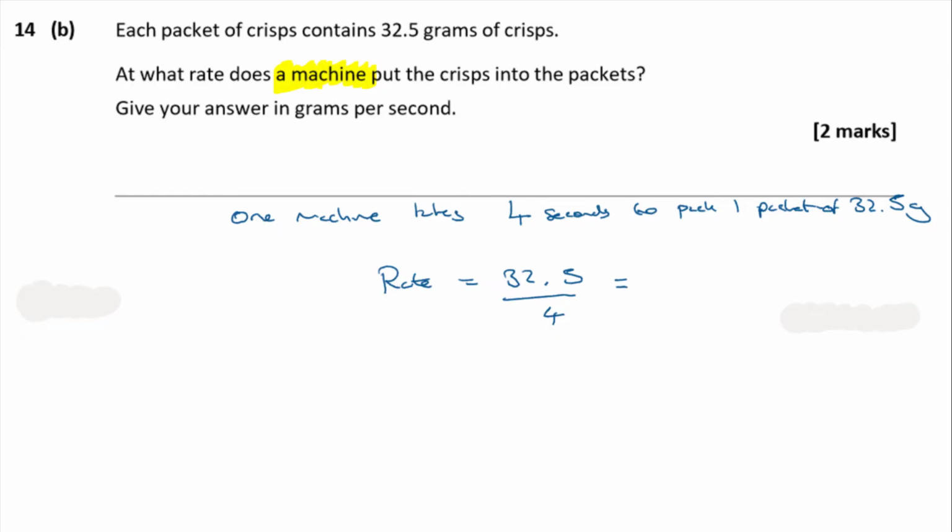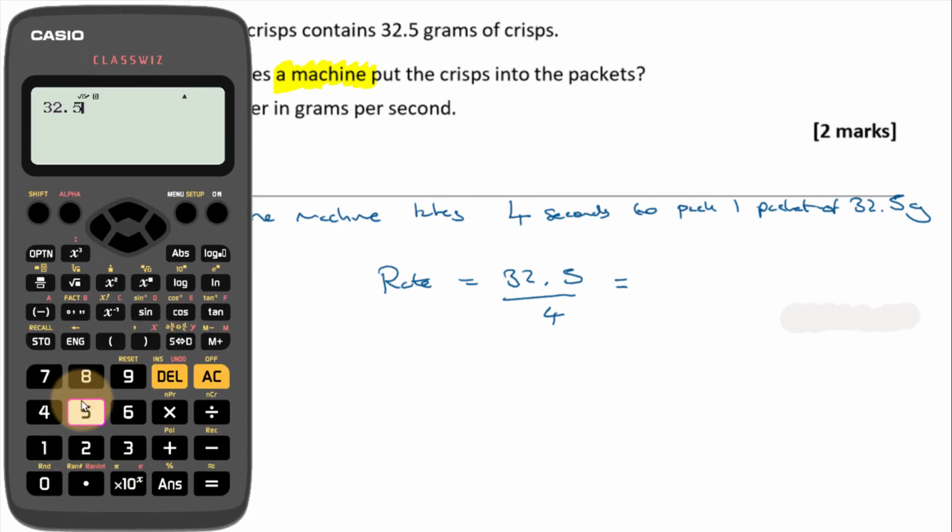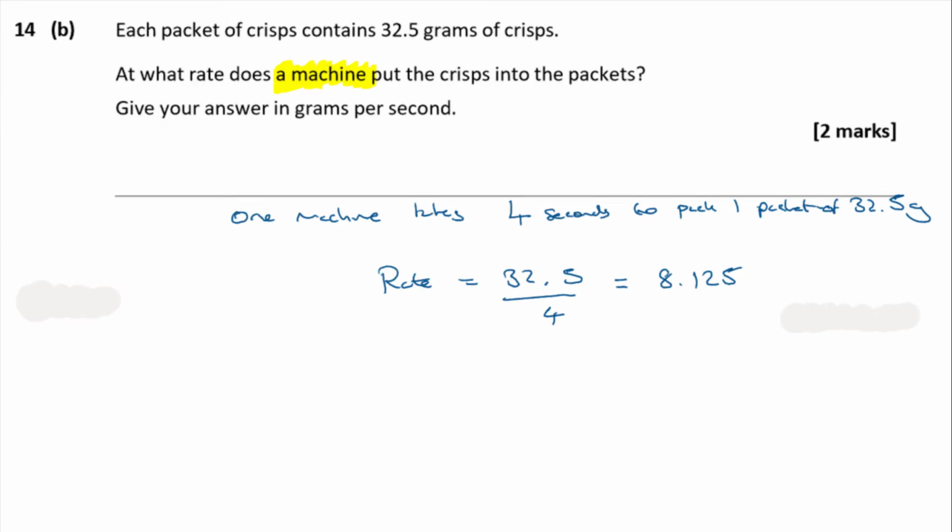Okay, so that means that 32.5 divided by 4 gives us 8.125. So the machine packs 8.125 grams per second. Okay, so we've given our answer in grams per second: 8.125 grams per second.